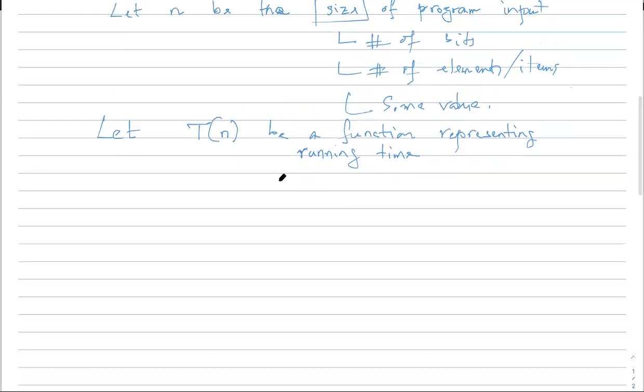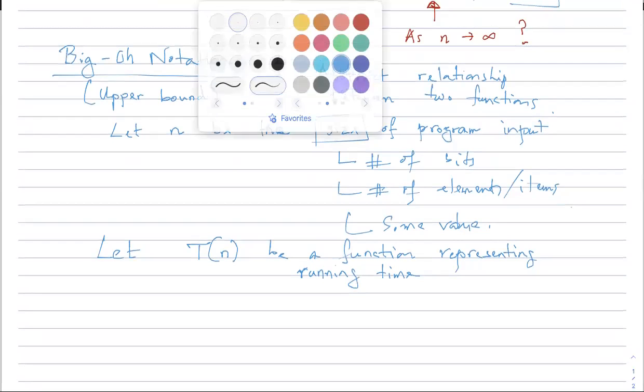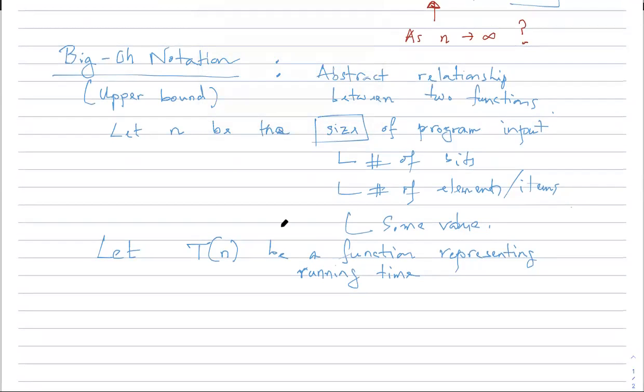And what are we trying to do? We are trying to establish a relationship between this running time function and another function that can closely represent the characteristic of the running time as the number of inputs grows really, really large.